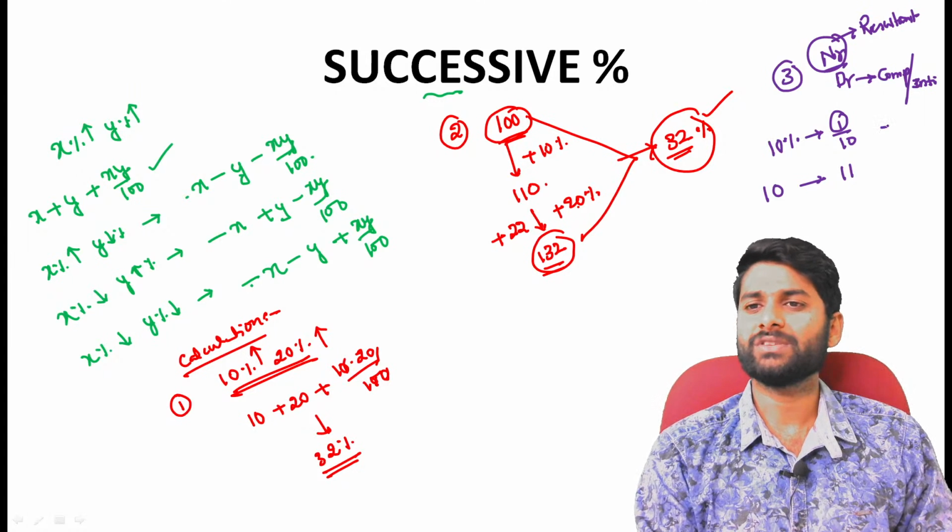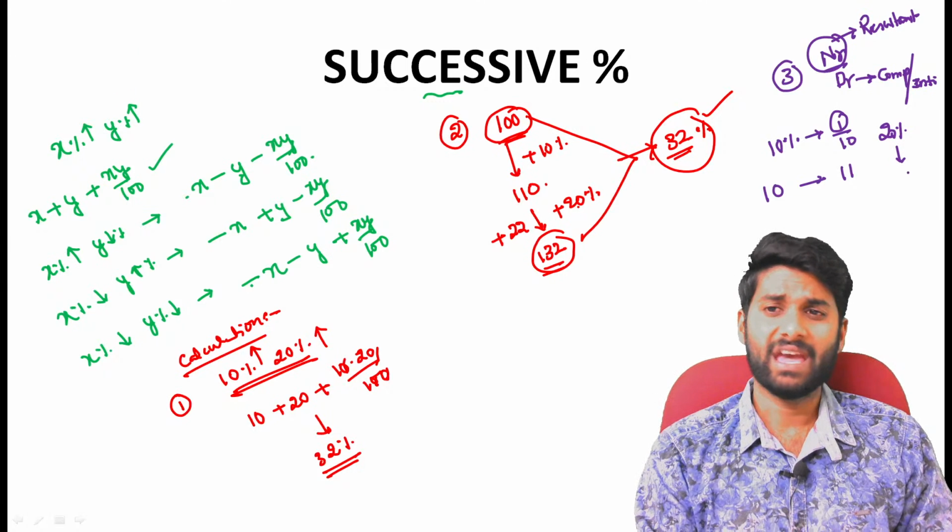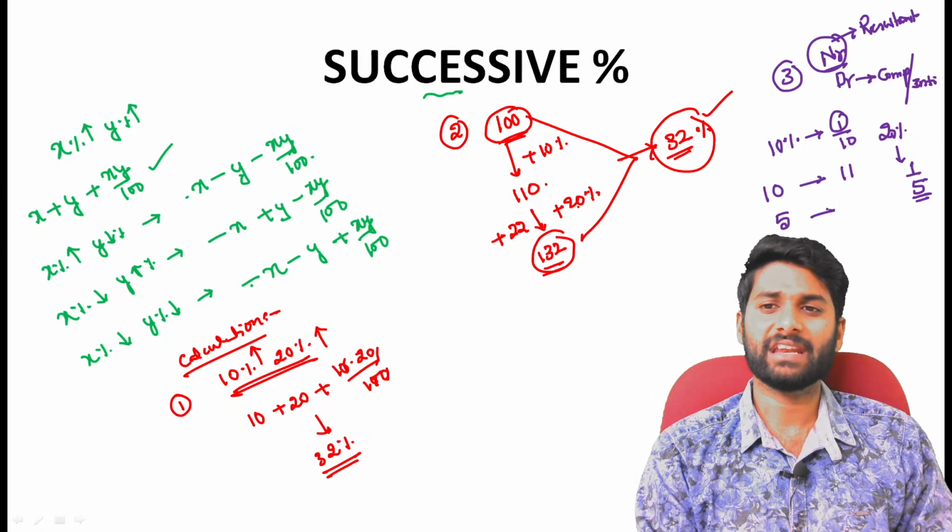Same, second year the percentage value is completely different. What is the value here? 20%. 20% I can represent as 1 by 5. 1 by 5 means initially we have 5 units in the second year. Now it increases 1 unit. Now the value becomes 6.